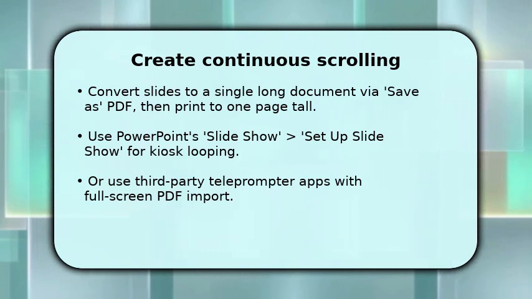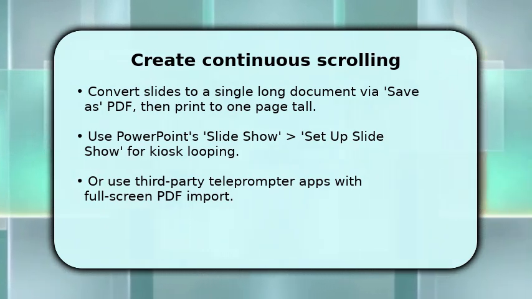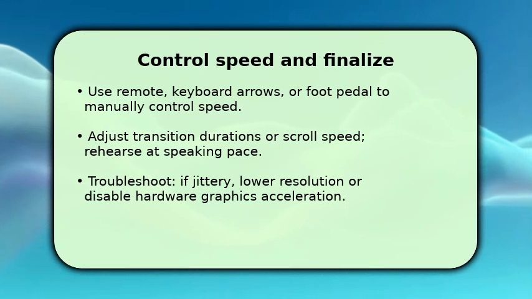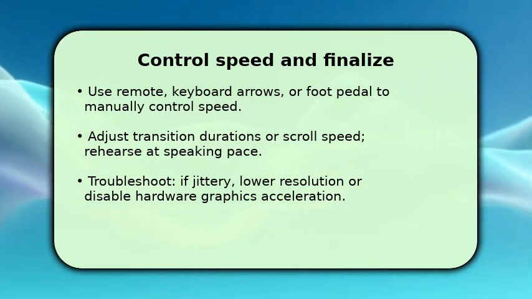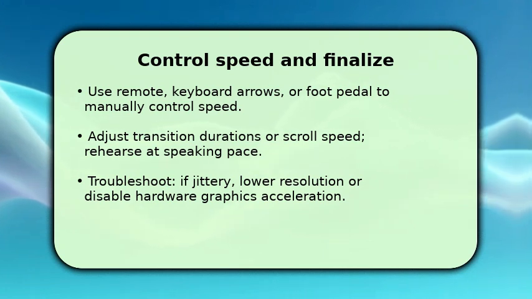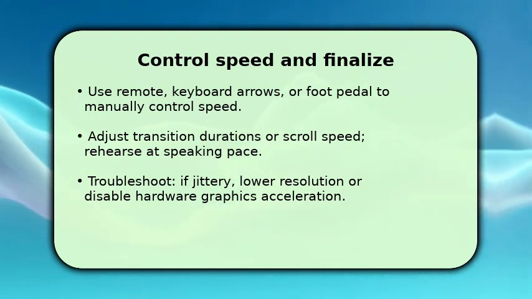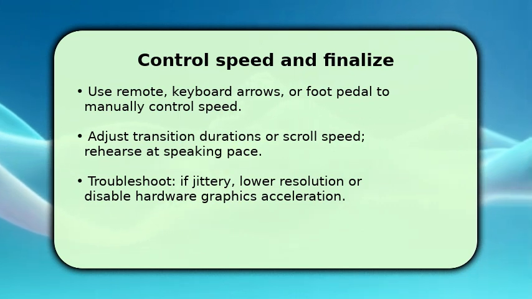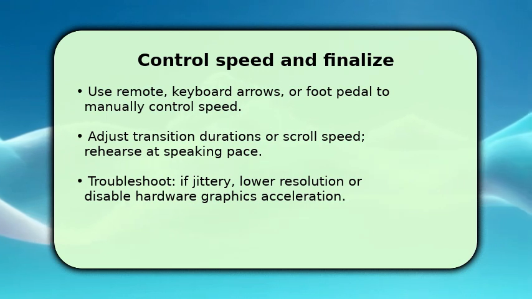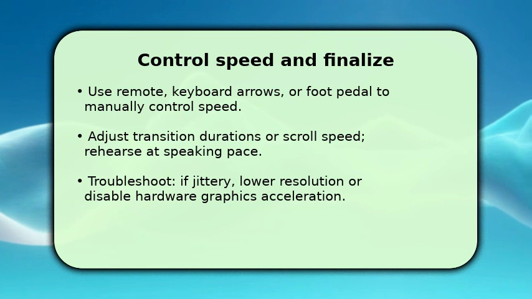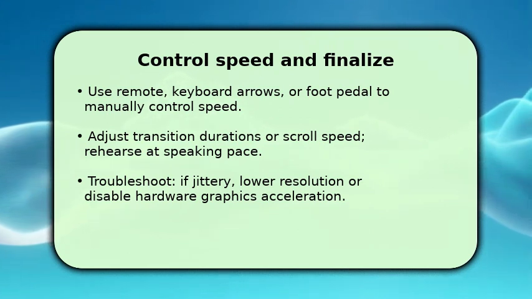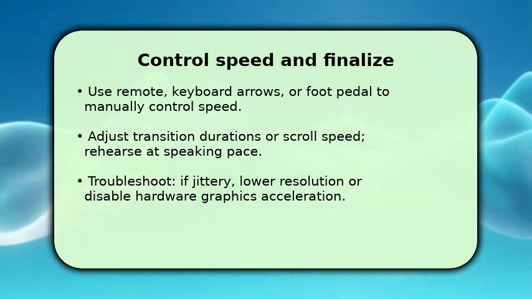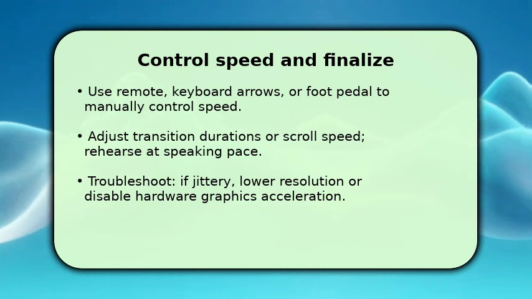Finally, set your control method and rehearse until it feels natural. You can advance slides manually with a clicker, keyboard, or foot pedal for real-time control. This often beats automatic timing. Make micro-adjustments to transition duration or scroll speed between runs so lines appear just before you need them. Record a test clip to verify framing and monitor reflection. If performance stutters, reduce screen resolution, close other apps, or disable hardware graphics acceleration. That's a single troubleshooting tip.